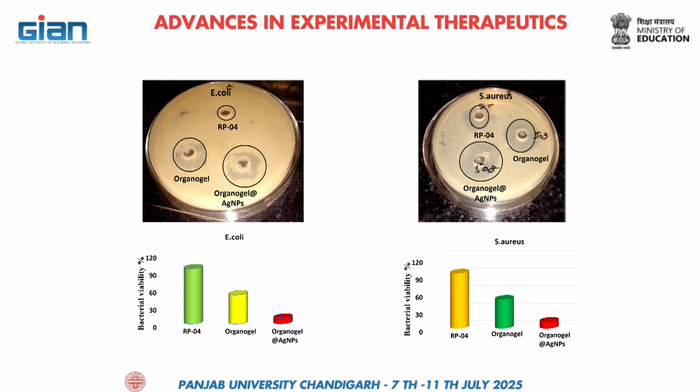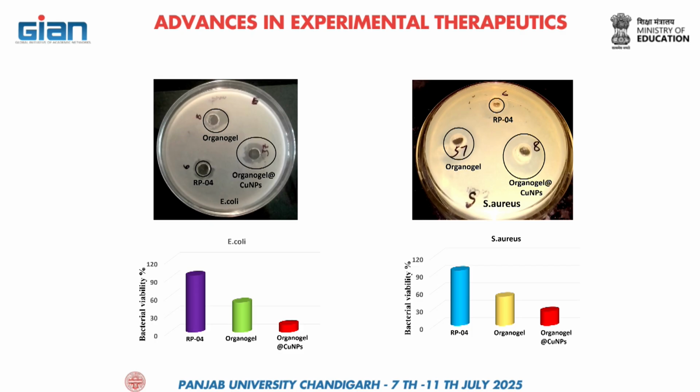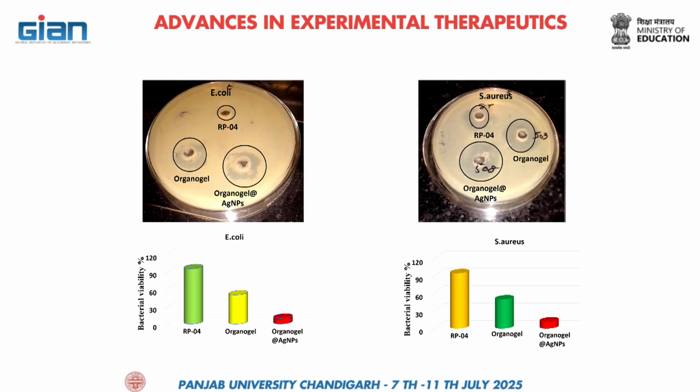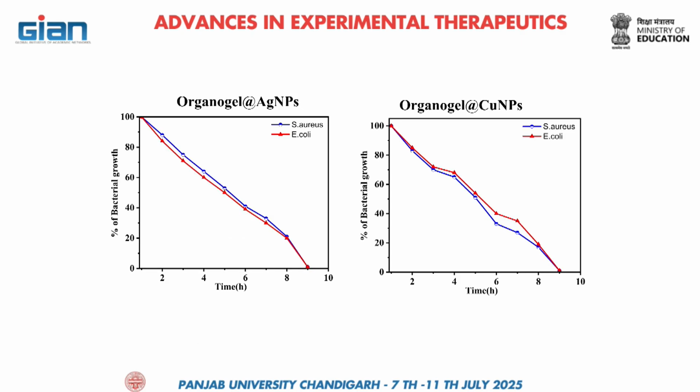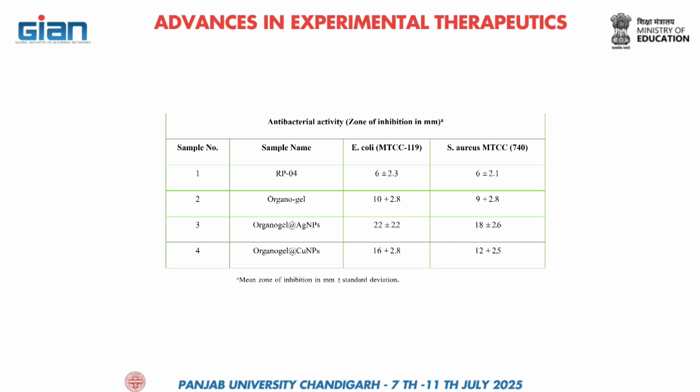It's not only for E. coli; we have checked with another bacteria, that is S. aureus, and we have seen the same pattern over there. And this is the zone of inhibition, as I have said earlier. The previous was for the silver nanoparticle, even for the copper nanoparticle, the same trend we have seen. And if I have to compare copper and silver, this data is there in the form of zone of inhibition. You can see in any case, copper is not better than silver, but it is reasonably better than only organogel in both cases.